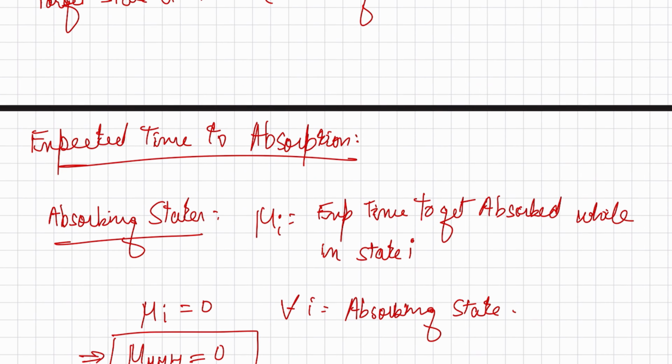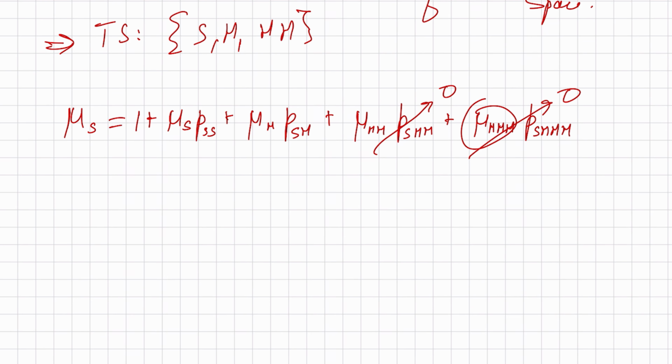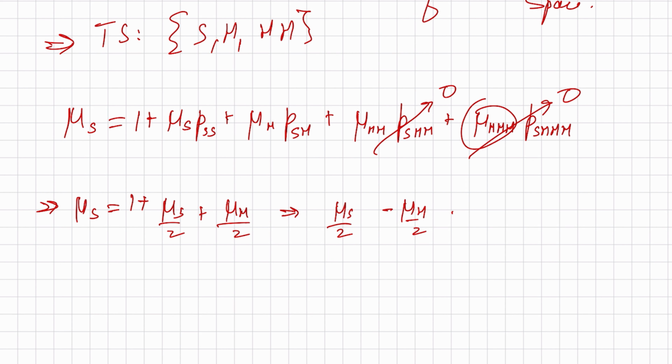All right, so this equation basically boils down to mu S is equal to 1 plus mu S by 2 plus mu H by 2. These are just picked up from the transition matrix, so you can confirm these equations. The final equation becomes mu S by 2 minus mu H by 2 is equal to 1, right? That's equation 1.